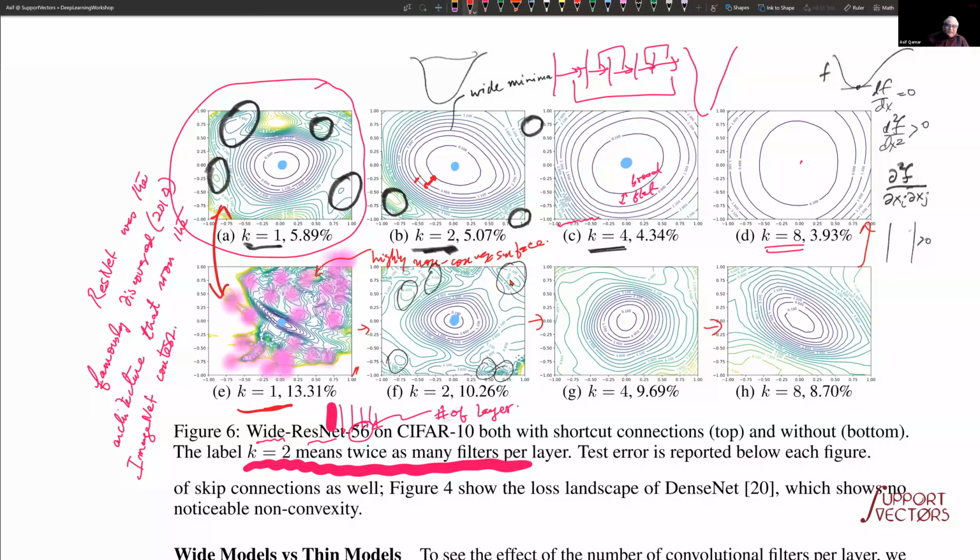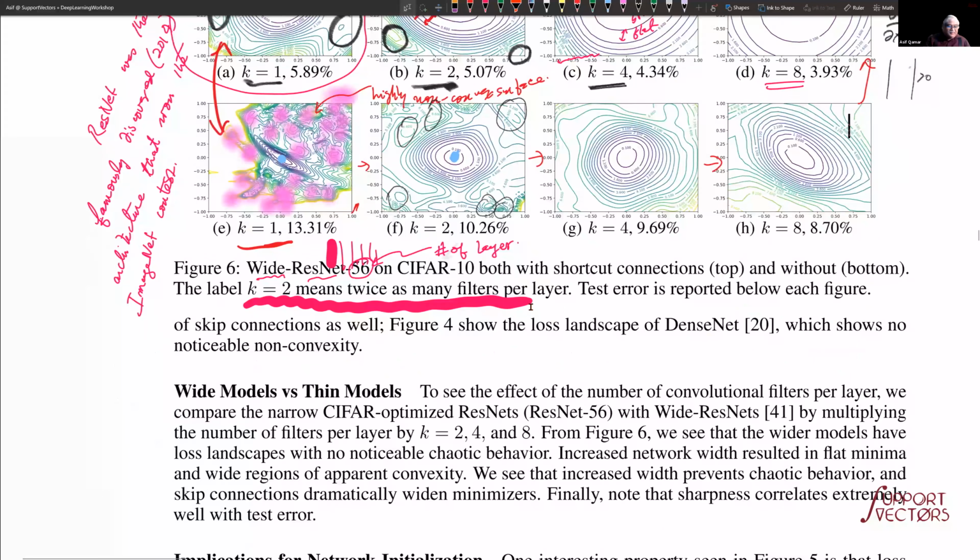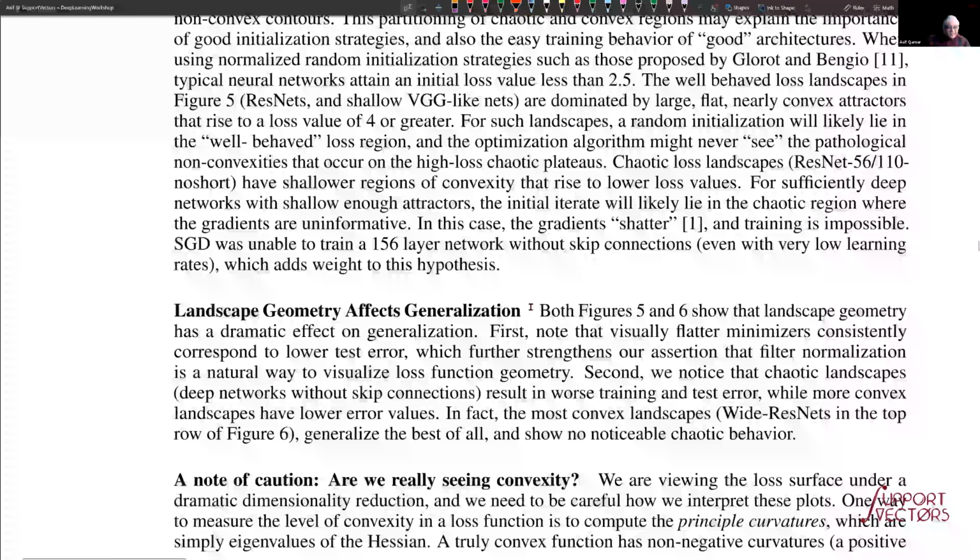Isn't it very nice to see all of these things visually? So that is the point that they make. And then they go more into it.